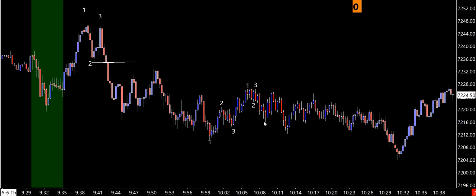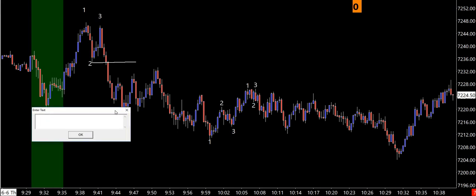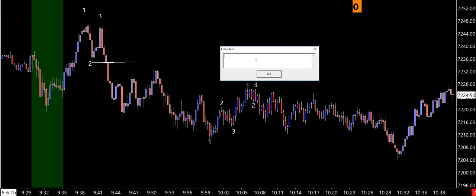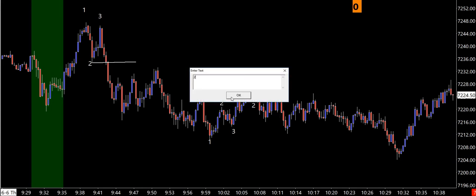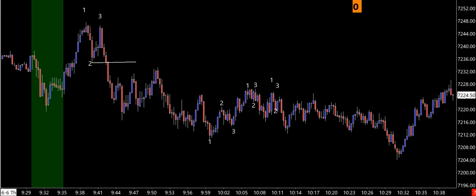So we got this 1, 2, 3 broke, made a low, came back, got your win. And then you got a lower low, a lower high, but not a lower low, and not a higher high. So you got a 1, a 2, and a 3 to get back into the downtrend.